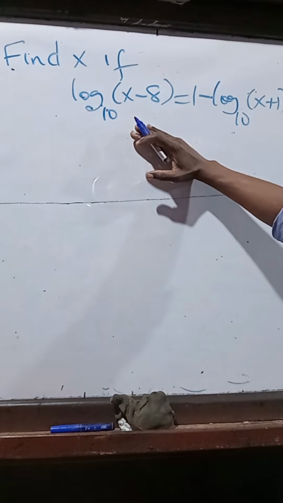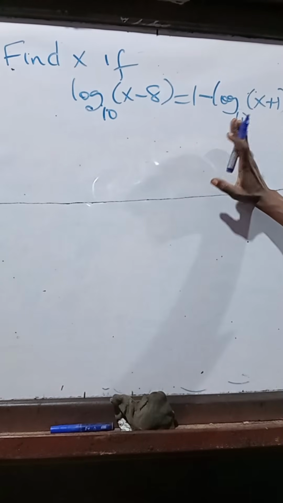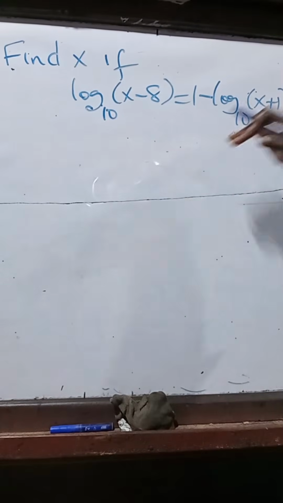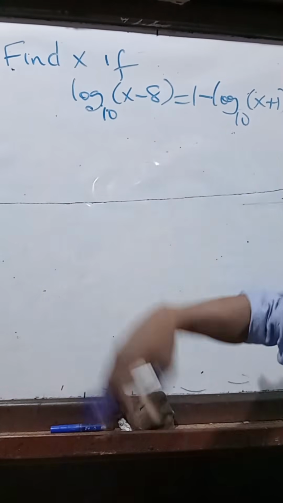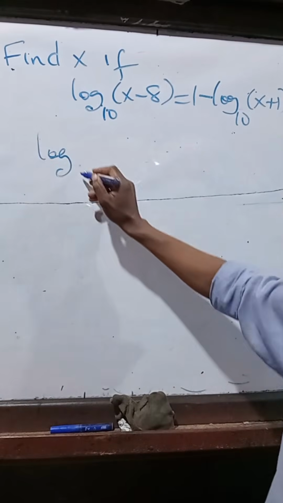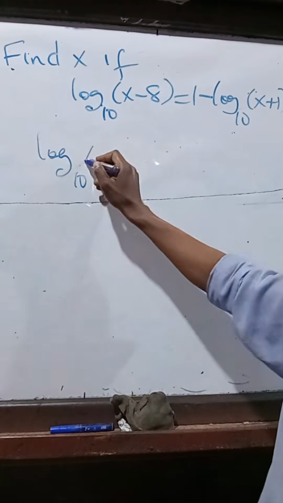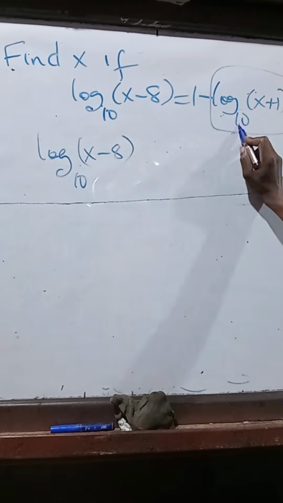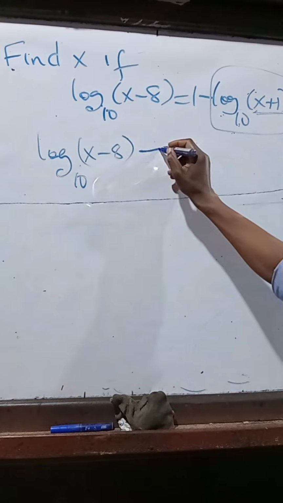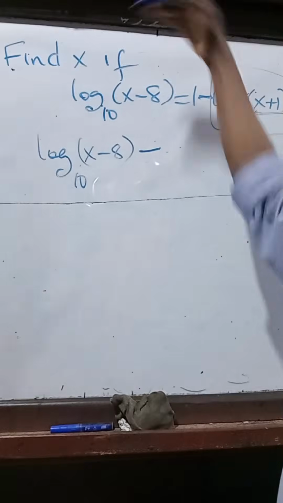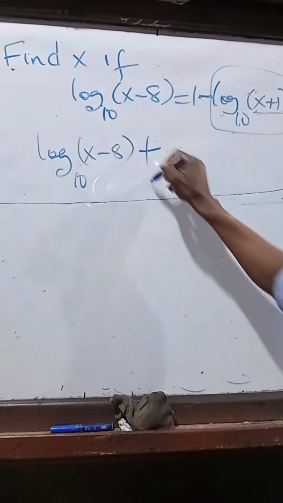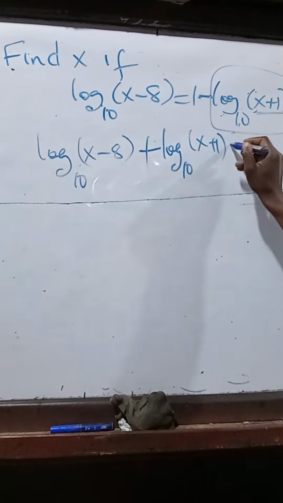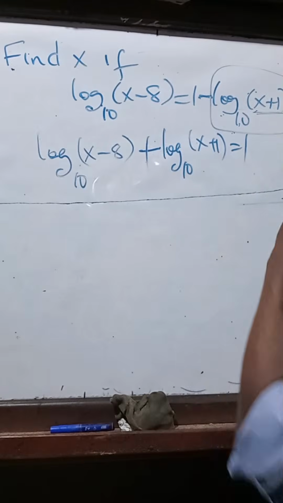So this is what we have here. What we do is very simple. We're going to bring the logarithm together. Logarithm to base 10 is here. Logarithm to base 10 is also here. So let's put them together, and that'll be what? That'll be log to base 10 of this expression. Move this one also, log to base 10 of x plus 1. So that'll be what? This is minus. When minus moves to the other side of an equation, it becomes plus. That's what? Log to base 10 of x plus 1 equal to what? Equal to 1. So that's what we have here.